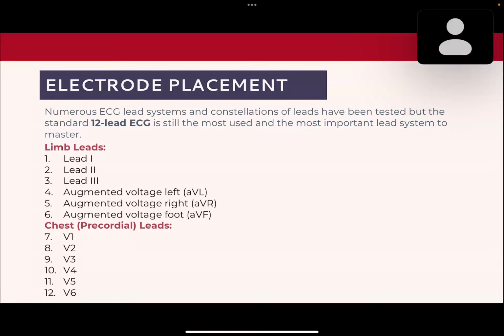Now, we have 2 types of leads. And remember that this is different from electrodes. We have the limb leads and we have the chest leads. Chest leads are also known as precordial leads, but it's the same thing. For the limb leads, we have 6 main leads that include lead 1, lead 2, lead 3, and AVL, which basically means augmented voltage left, AVR, which stands for augmented voltage right, and AVF, which stands for augmented voltage foot. Chest leads are from V1 to V6.